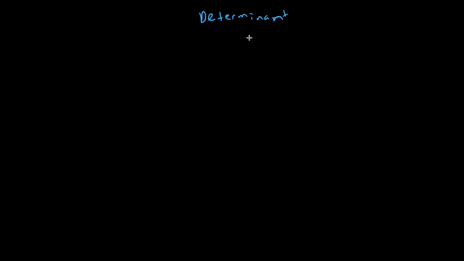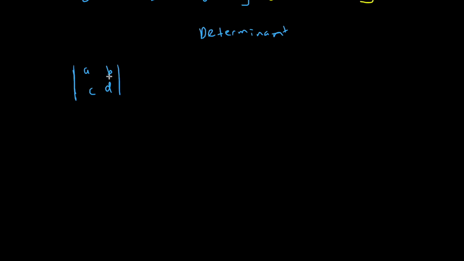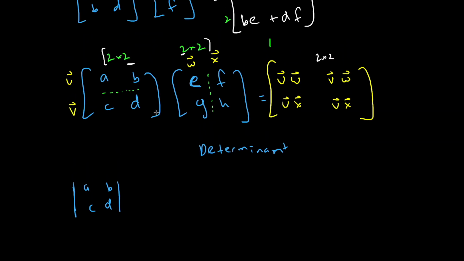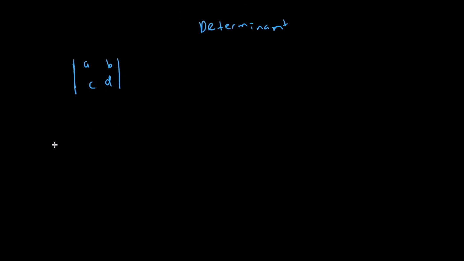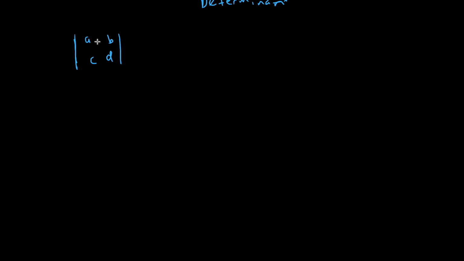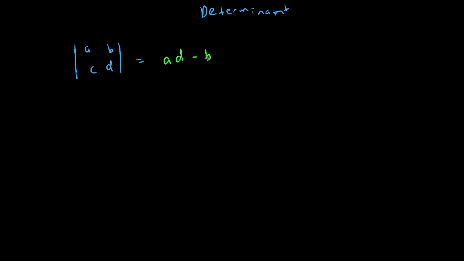Let's go over what a determinant is. A determinant is usually notated like this. As you can see, previously we had square brackets to denote a matrix, and now we just have lines to denote the determinant of a matrix. What's the determinant? Well, by definition, it's just A times D minus B times C.